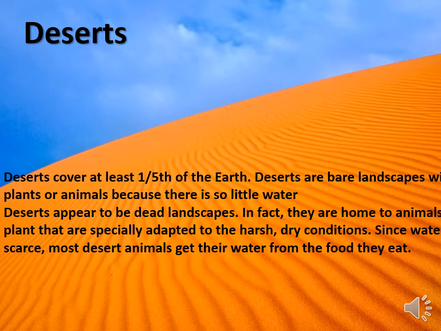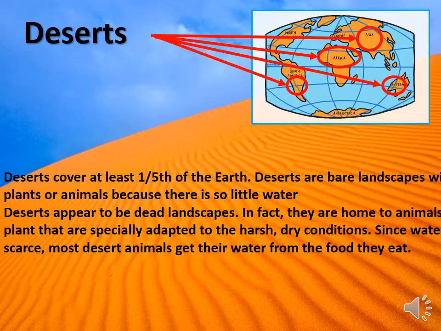Deserts cover 1/5 of the earth. Not all the deserts are hot. Deserts are found in South America, Africa, Asia and Australia. One desert is there in Asia. Can you think of it? That is not hot, it's actually cold. Think, maybe I'll tell you by the end of the slide show what the desert's name is.